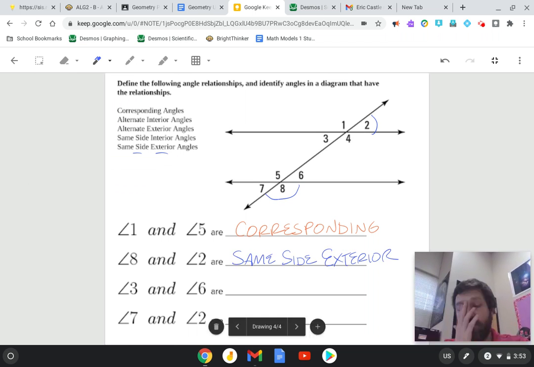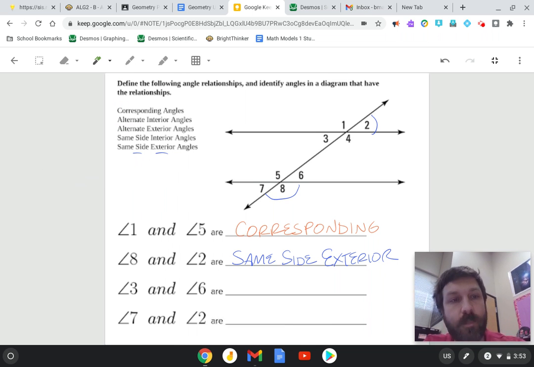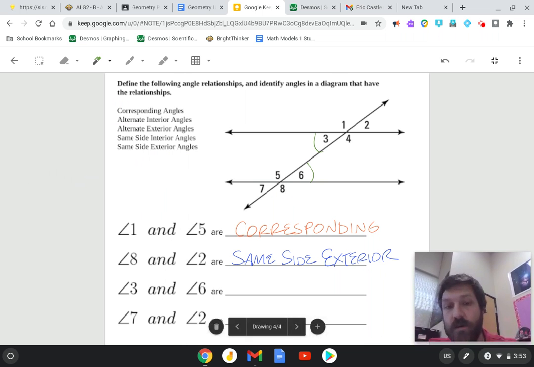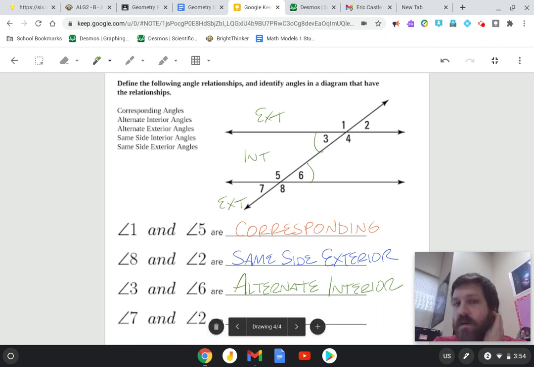Having images in front of you will be the way to do this. You need to know what those things look like. All right. Next says 3 and 6. There's 6, there's 3. Those are alternate interior. Remember, this is the interior, and this out here and this out here are the exterior. So that's an important concept, obviously.